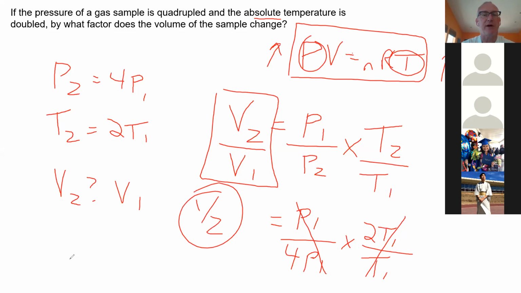So basically, if the pressure is quadrupled, what that means is that the volume will be decreased by four times. So it'll be 1/4. But the temperature doubled, so that doubles the volume. So if it goes down by a factor of 4 and then up by a factor of 2, it's 2/4. The answer is 1/2. So by what factor does the volume of the sample change? 1/2.